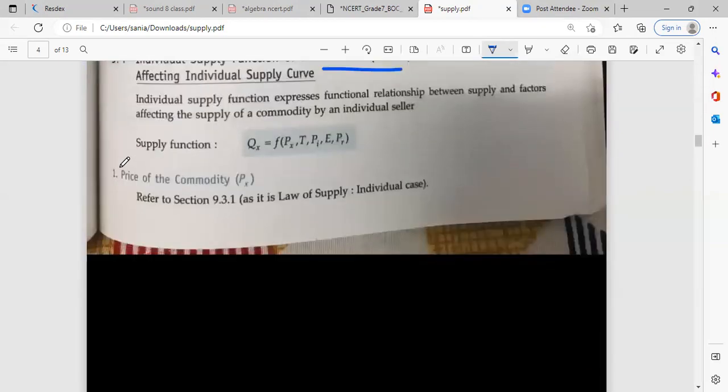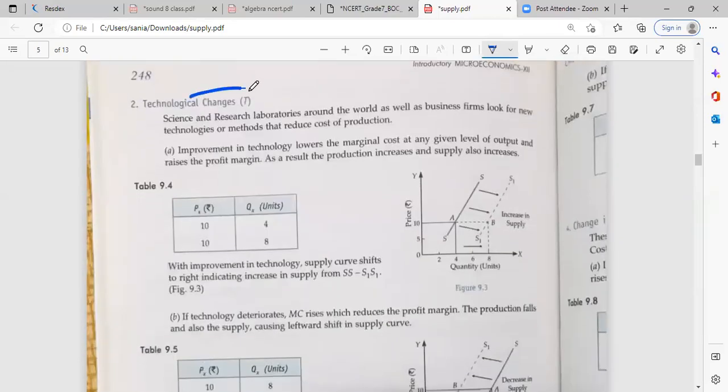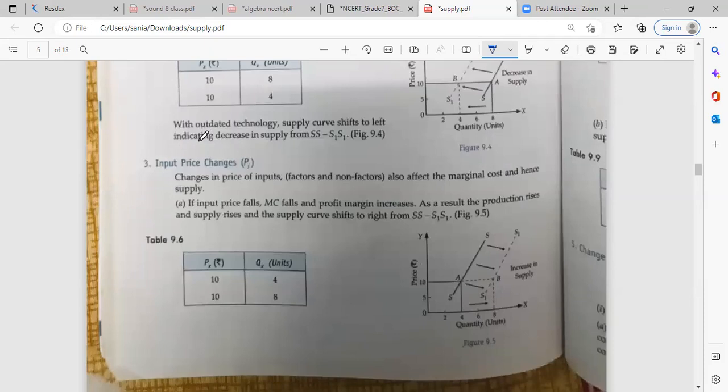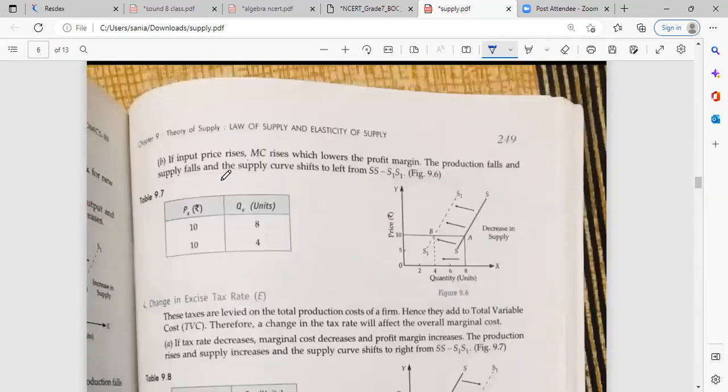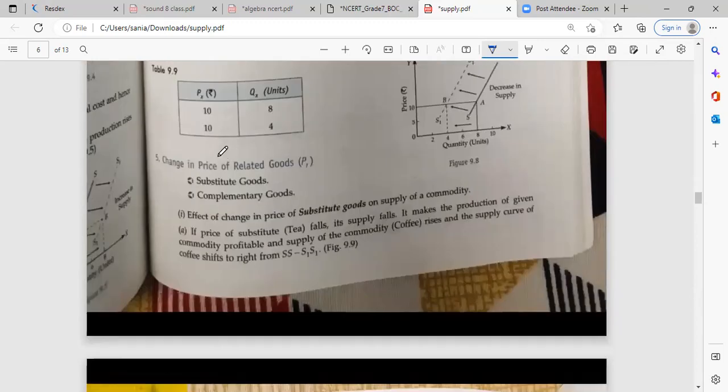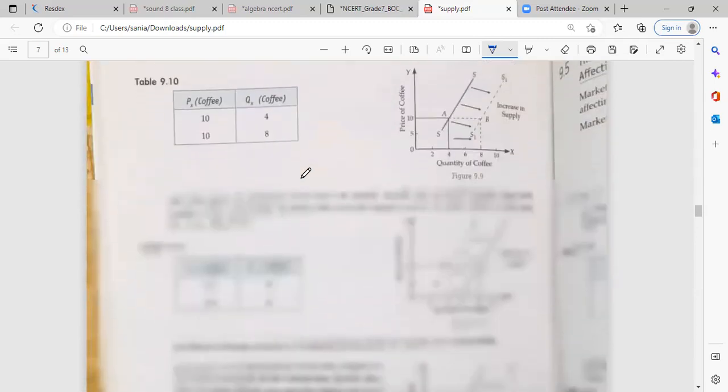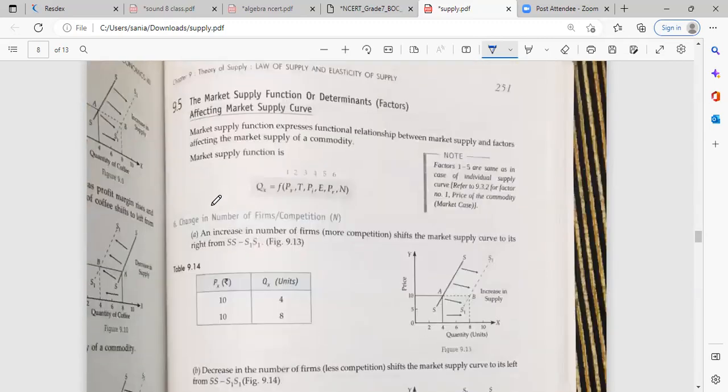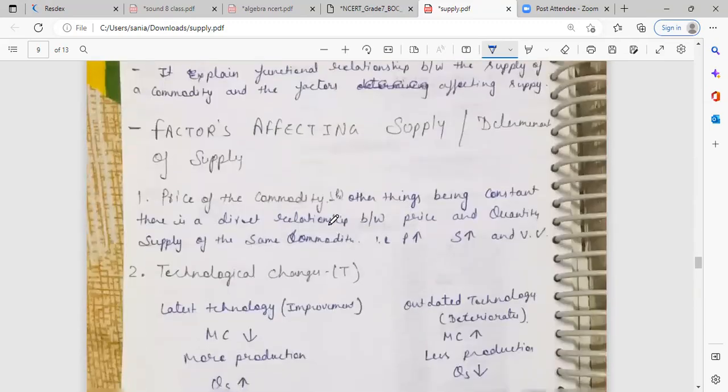So first one is price of commodity, right? The second factor is technological change. The third factor is input price change, or price of inputs. Next one is change in excise tax rate. Next is change in price of related goods. And the next is change in number of firms and competition. Okay, so let's see one by one how it works.